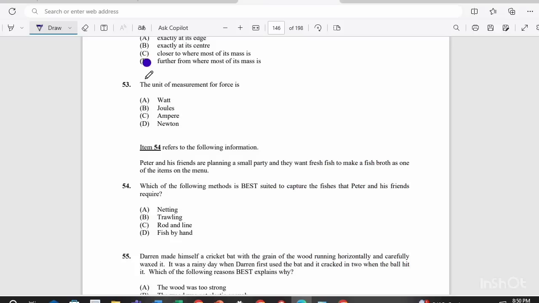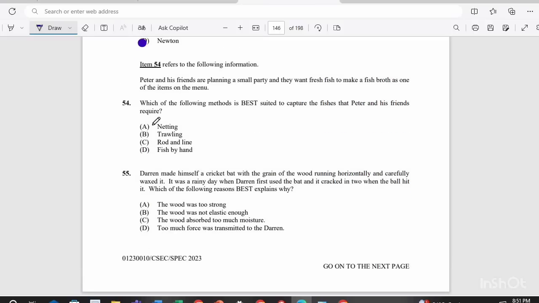Question 53. The unit of measurement for force is A. Watt, B. Joules, C. Ampere, or D. The Newton. Answer there is D. The Newton.